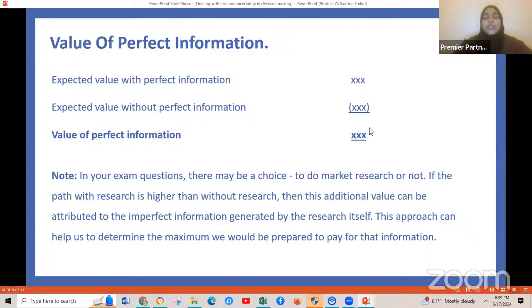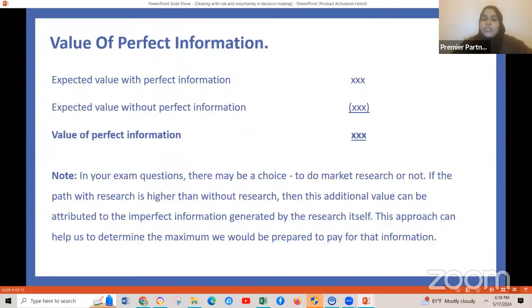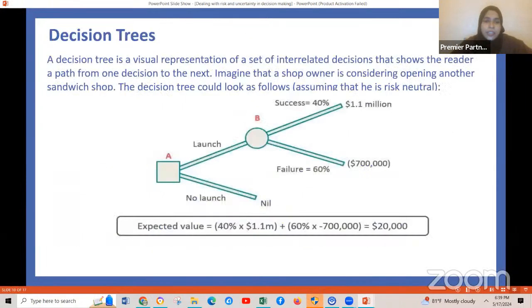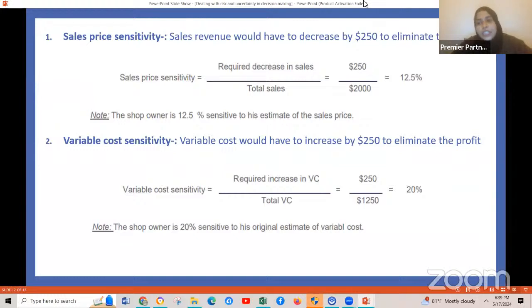I've done several questions of this sort in the class, and even in the Premier Plus recording, several questions of this have been done. Right? I'll do one today as well. Decision trees also, you all know, you can use them to make decisions. Sensitivity analysis just measures how sensitive one factor is to another.